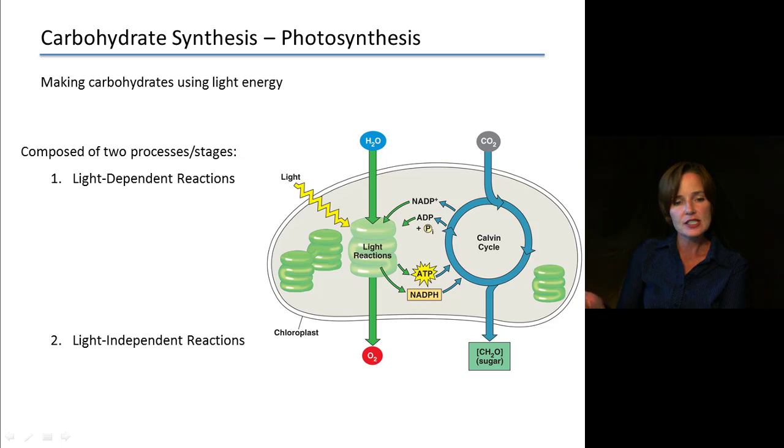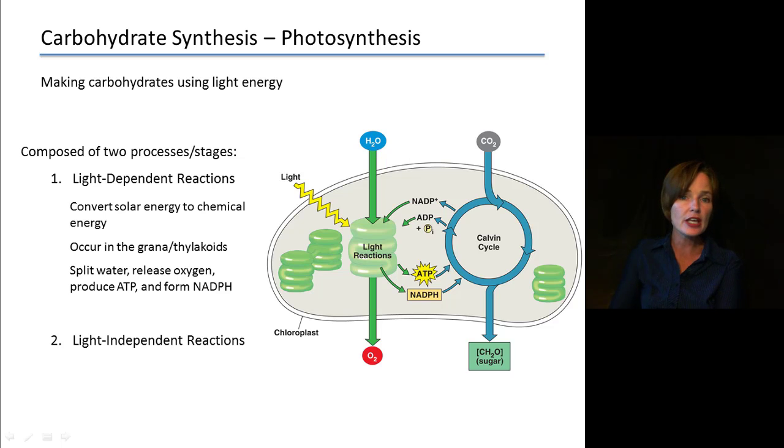The first half is the half that is going to use light, and that is what we call the light-dependent reactions. So in those reactions, they are going to be collecting energy from the sun and then taking that solar energy and turning it into a chemical form. The chemical form is going to be specifically ATP molecules. These reactions are going to take place inside of the grana or inside of the thylakoids.